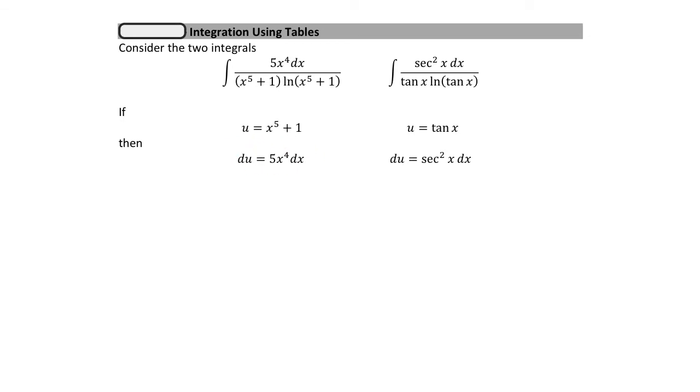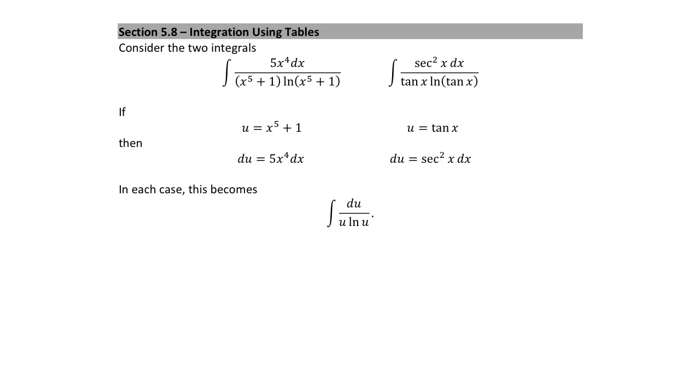The second one, again, has that natural logarithm. If you let u be equal to the tangent of x, because there are two occurrences of it, and because the derivative of the tangent is there in the numerator, we end up with u equals tangent x, du equals secant squared of x, dx. And when we make the substitution, in each of them we get du over u times the natural log of u.